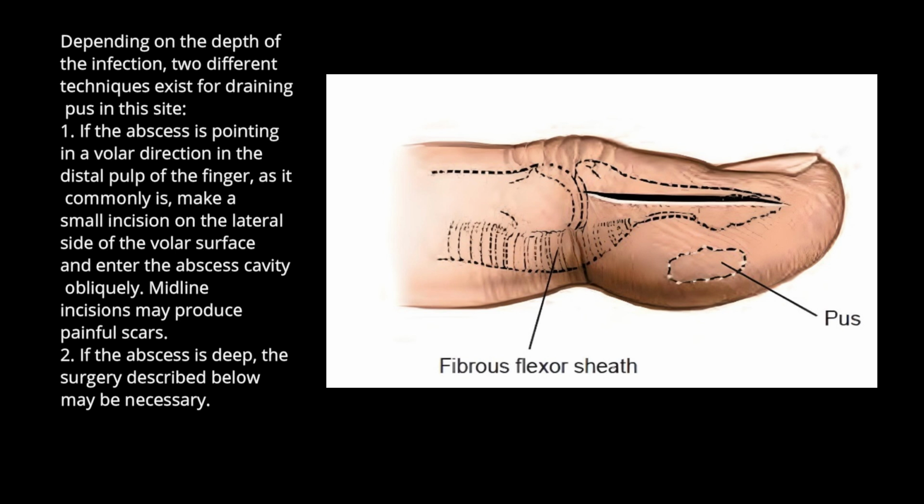Depending on the depth of the infection, two different techniques exist for draining pus in this site. 1. If the abscess is pointing in a volar direction in the distal pulp of the finger, as it commonly is, make a small incision on the lateral side of the volar surface and enter the abscess cavity obliquely. Midline incisions may produce painful scars. 2. If the abscess is deep, the surgery described below may be necessary.